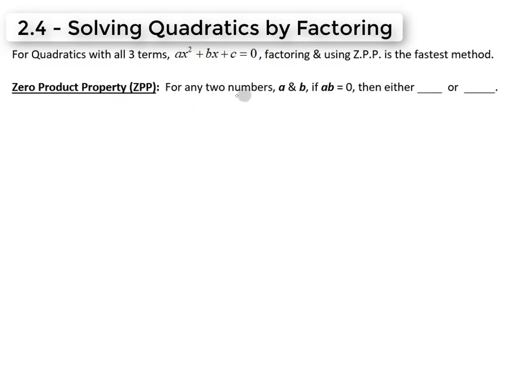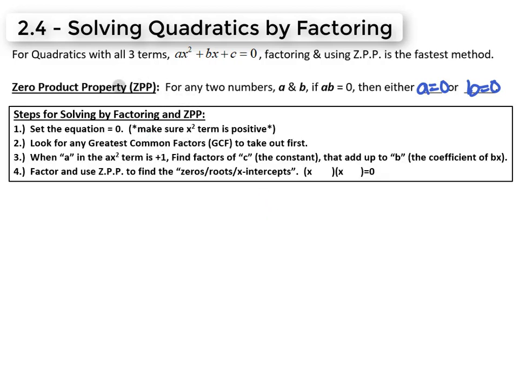It says for any two numbers, a and b, if a times b equals 0. So if you think about that for a second, if I have two numbers, a and b, and I multiply them together and our answer is 0, what's the only way that's possible? The only way to get 0 when you're multiplying is one of those numbers has to equal 0. So we can say either a equals 0 or b equals 0. It could be one, it could be the other, it could be both, but one of them has to be 0. And that helps us actually solve polynomials and quadratics very quickly when we get them into factored form.